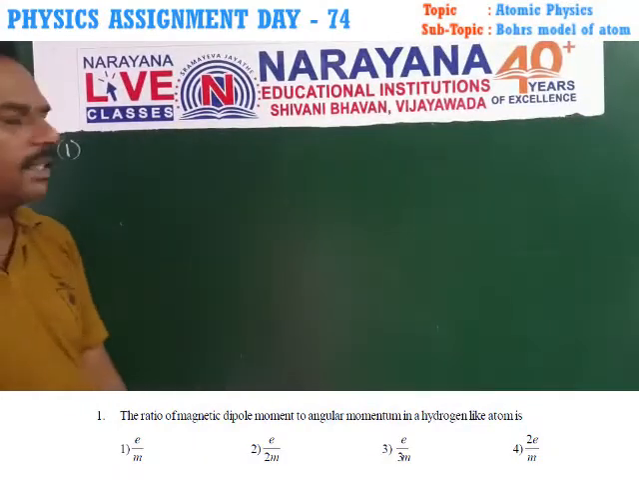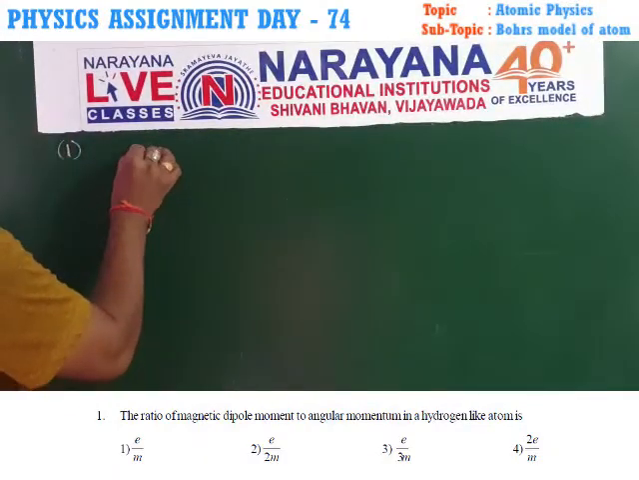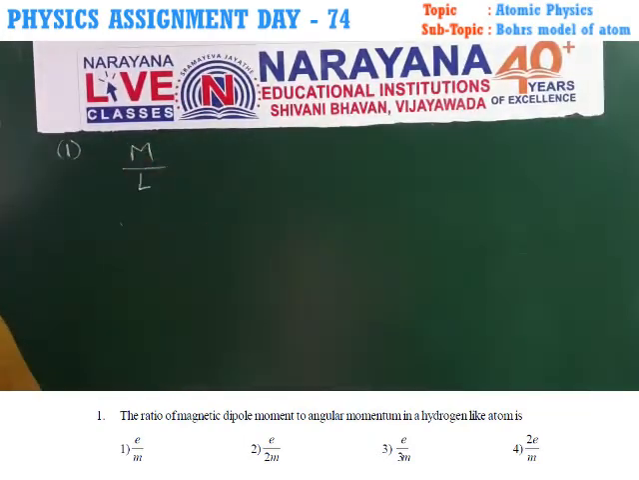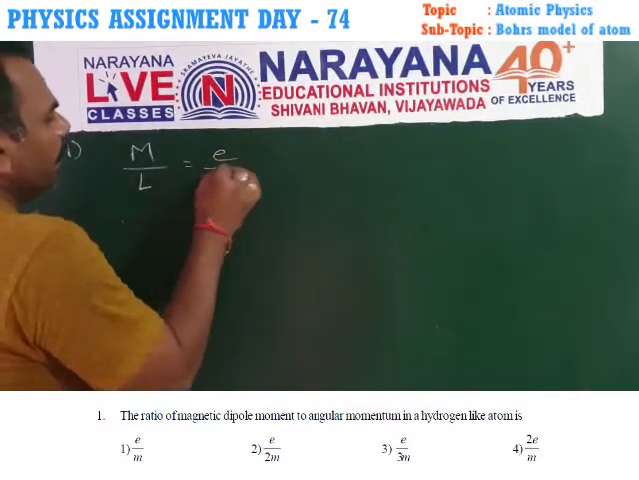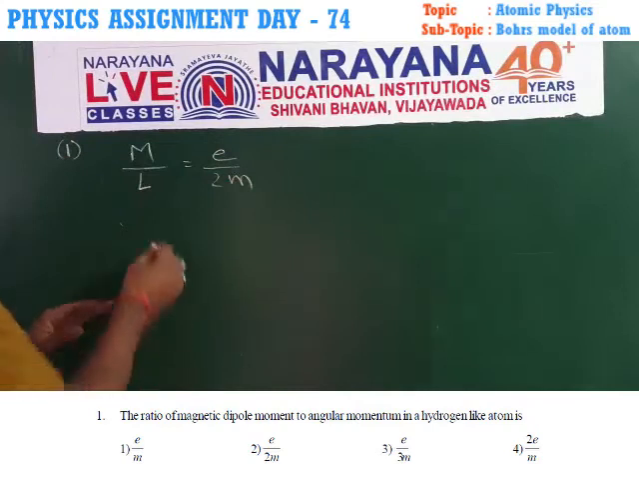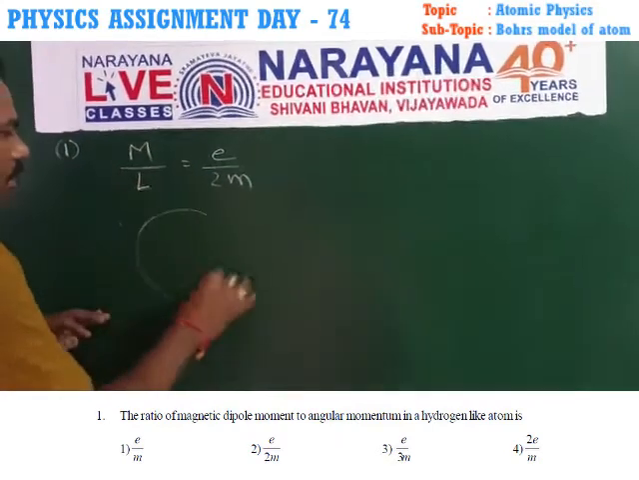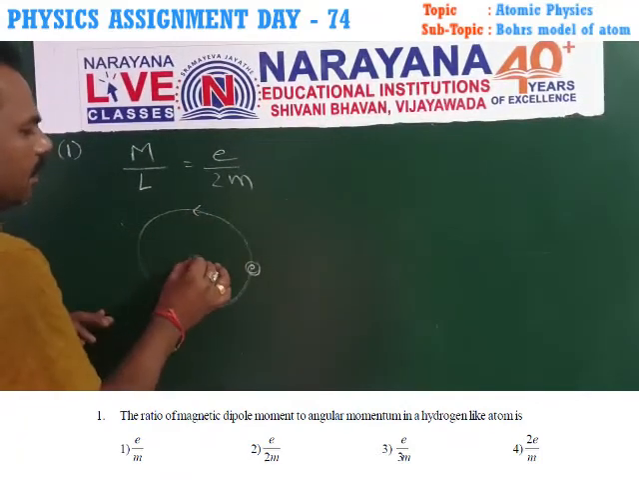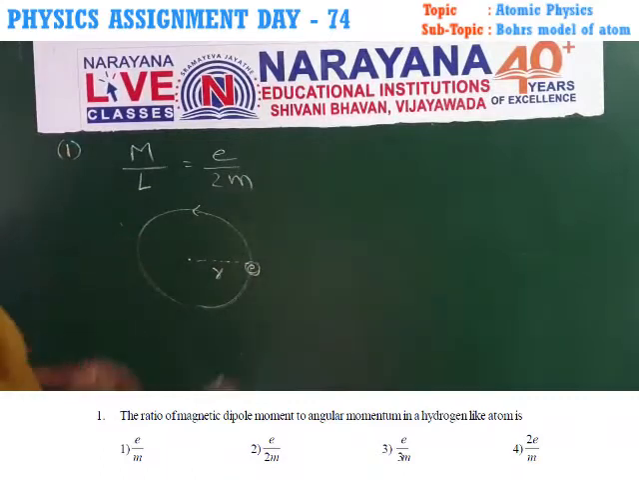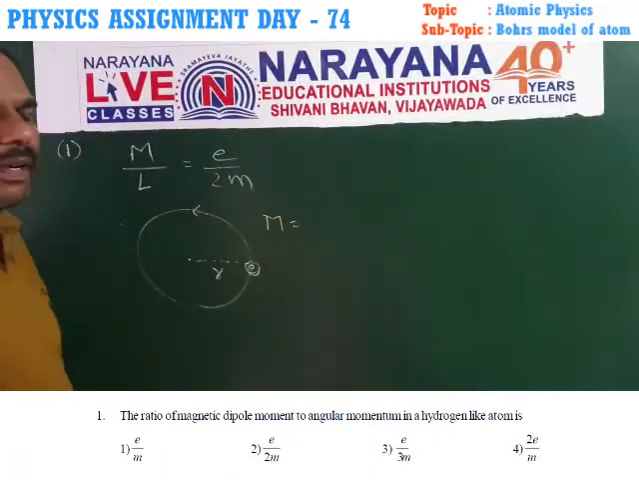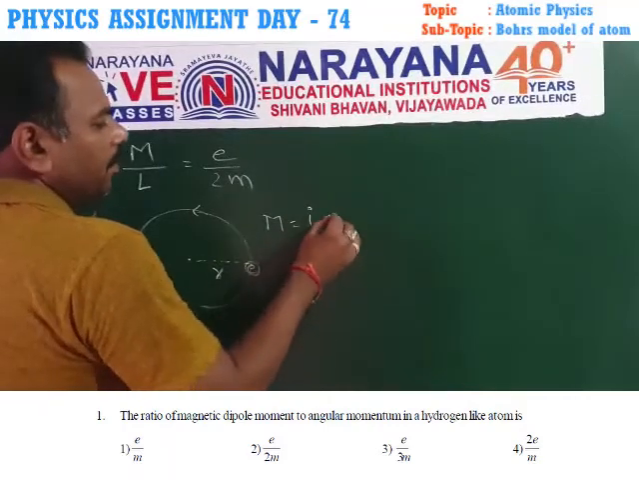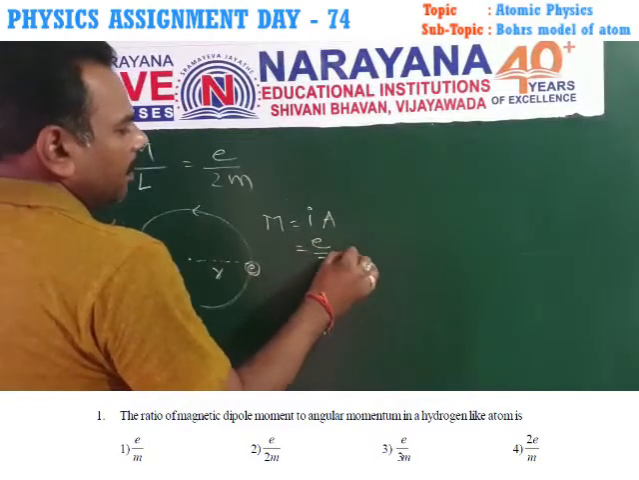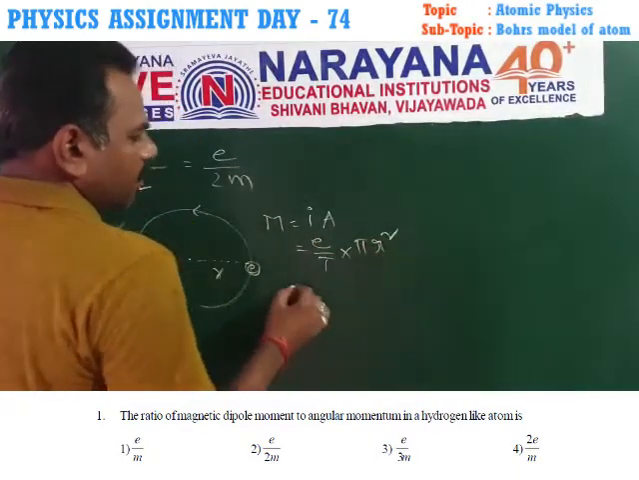In the first sum, the ratio of the magnetic moment to the angular momentum is equal to e by 2m. In a Bohr orbit, the electron is revolving in a circular arc with radius r. The magnetic moment formula is M equals I into A, where I is charge by time period and the area is pi r square.